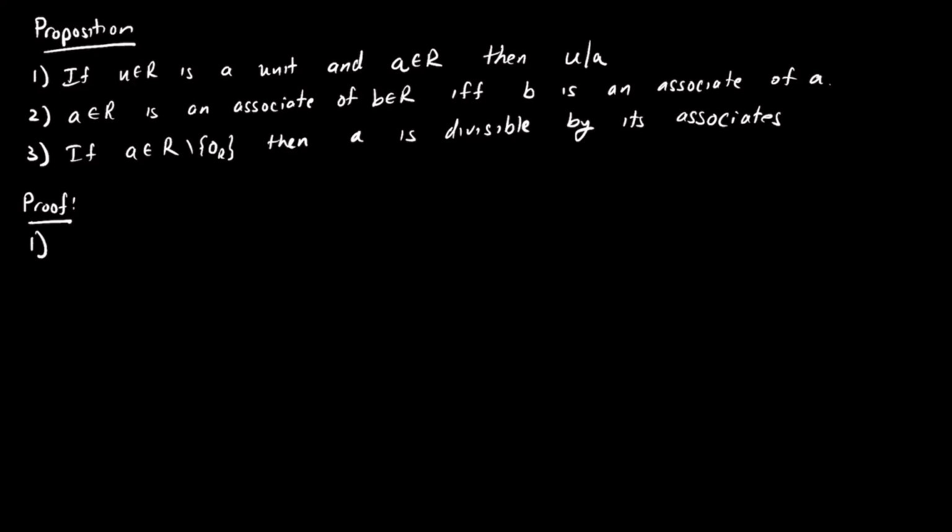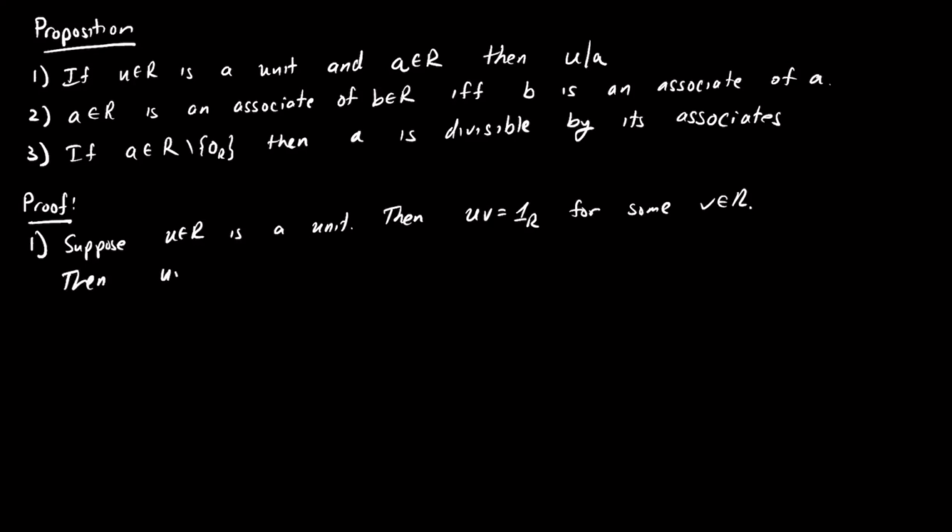So let's start with 1. Suppose that u in R is a unit. Then what I know is that u times v is equal to 1 for some v in R. And where does that lead me? Well, I can multiply both sides by a now. So I can say that uv times a is equal to 1 times a. On the left-hand side, I'll use associativity and write this as u times va. On the right-hand side, I'll just use the fact that 1 times a is equal to a, which leads me to the fact that u divides a. Okay, so that proves 1.